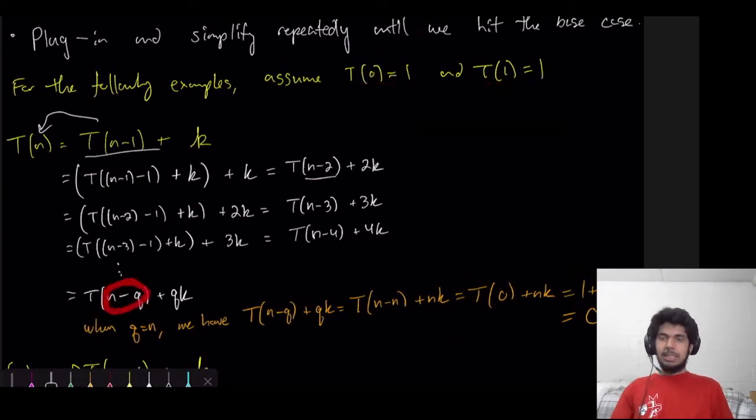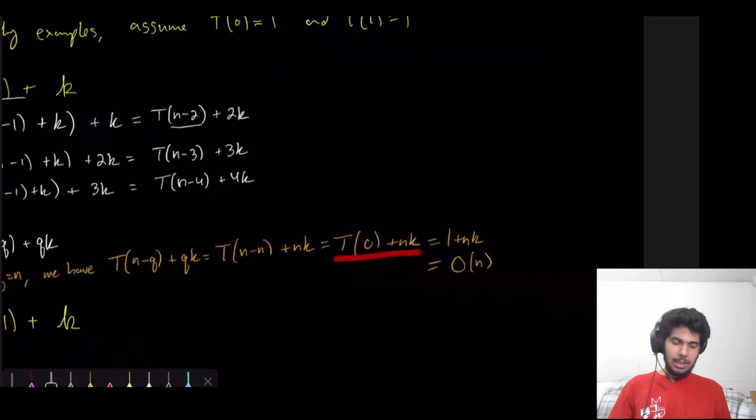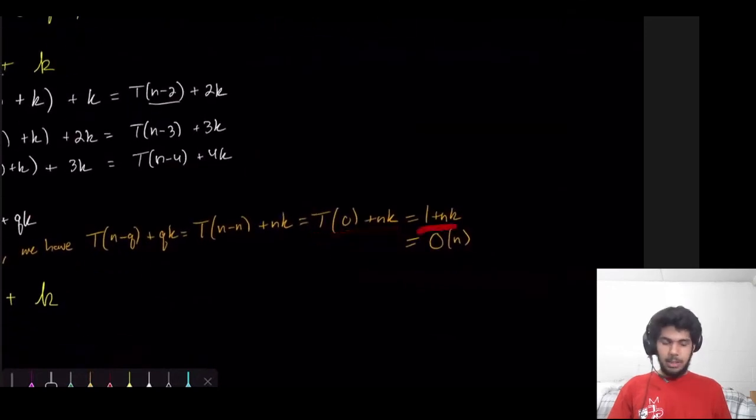So let's just say this inner quantity is 0, and that occurs when q equals n. So when q equals n, we plug n for q back into here. We get T(n-n) plus nk, that's T(0) plus nk, and that's 1 plus nk by our definition.